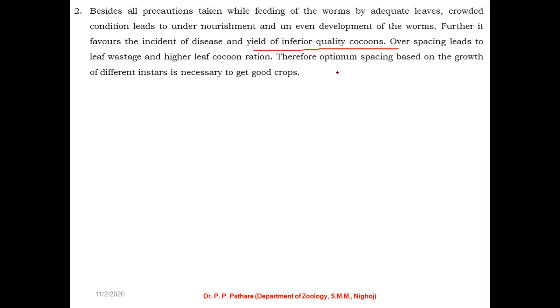Therefore, optimum space based on the growth of different instars is necessary to get a good crop. That is the final statement about this one. If you want to rear your larva in your rearing tray, give the proper space.